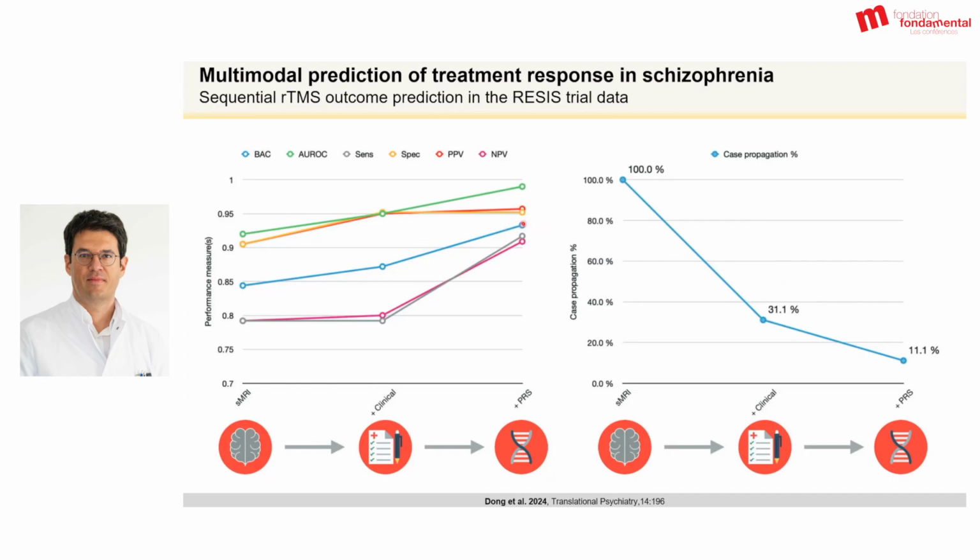Obviously, this is a small study. I don't expect this to be replicated easily, but it shows you the principle that the addition of complementary sources of information boosts prediction performance, also in this specific challenge. And also the case propagation likelihood goes down, as with the other example.